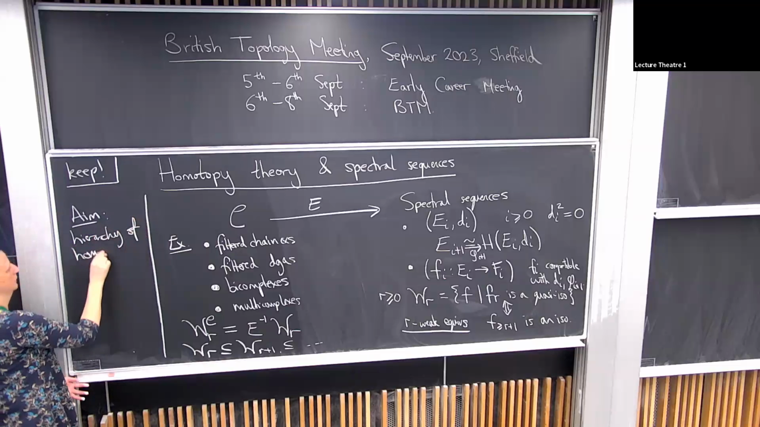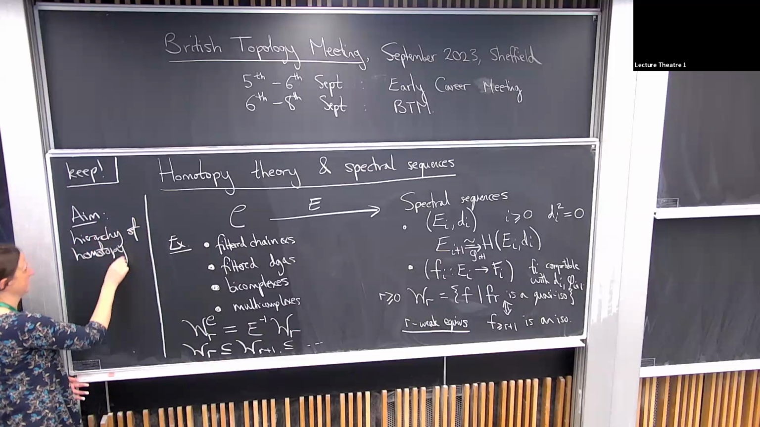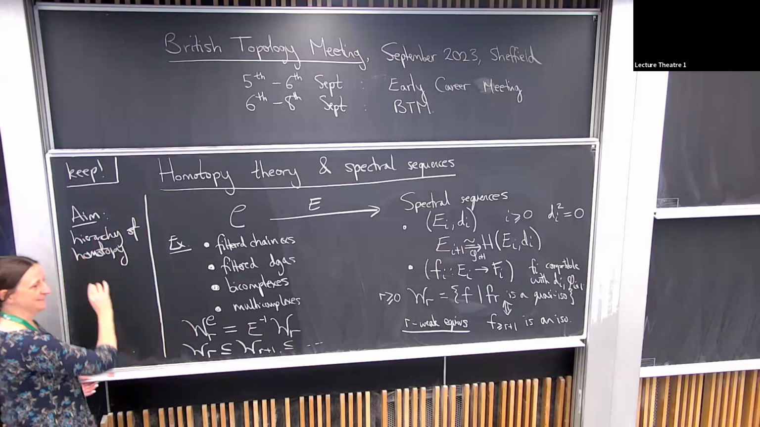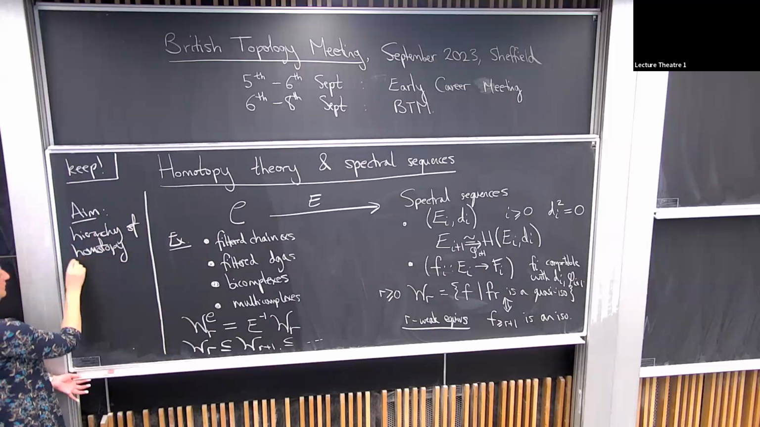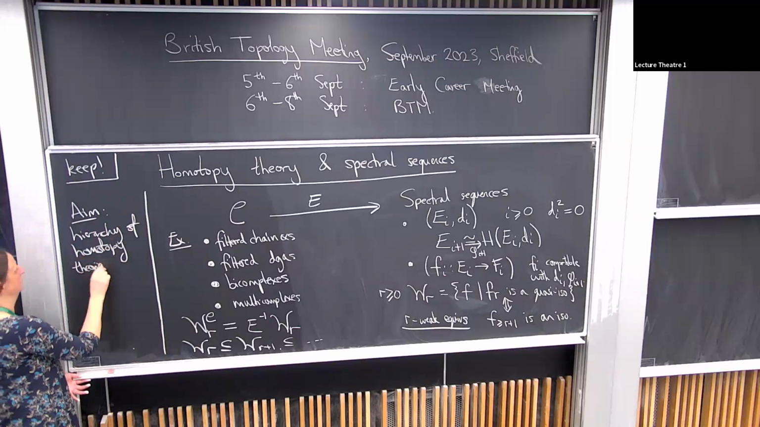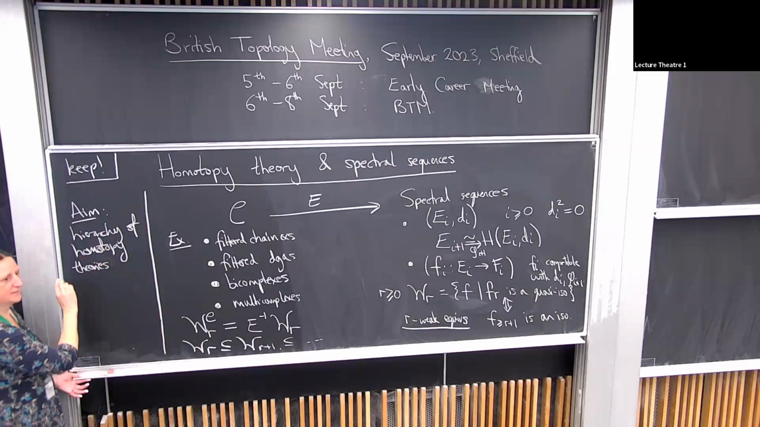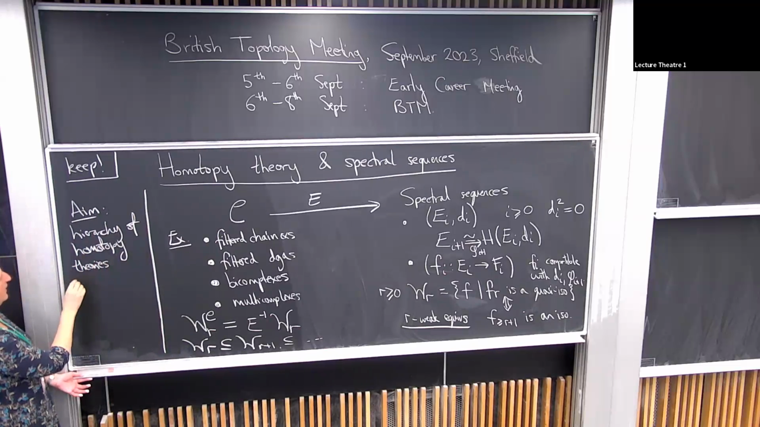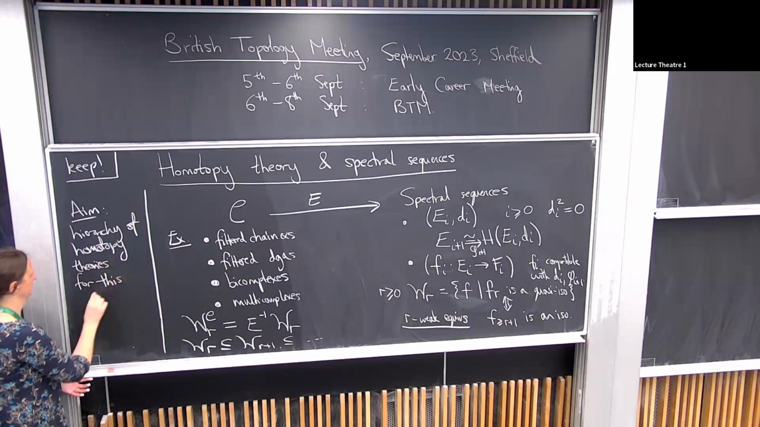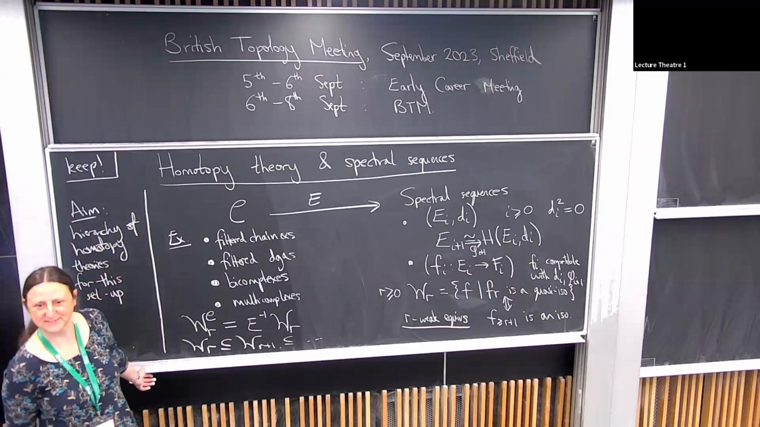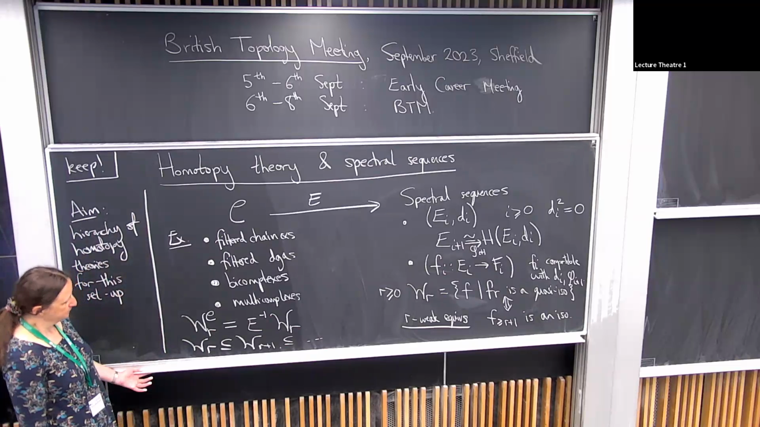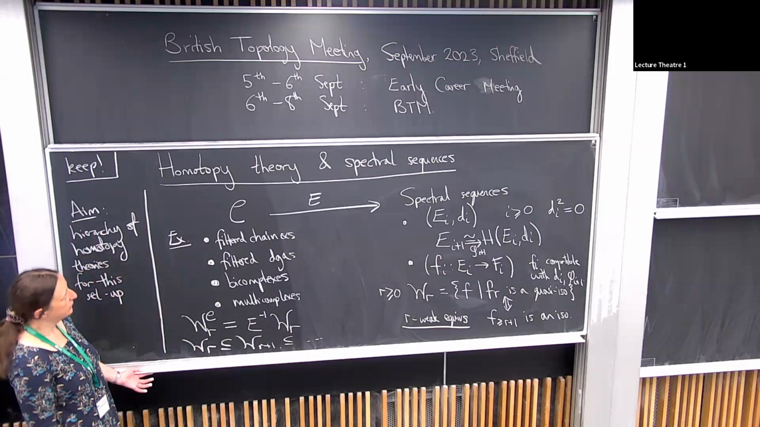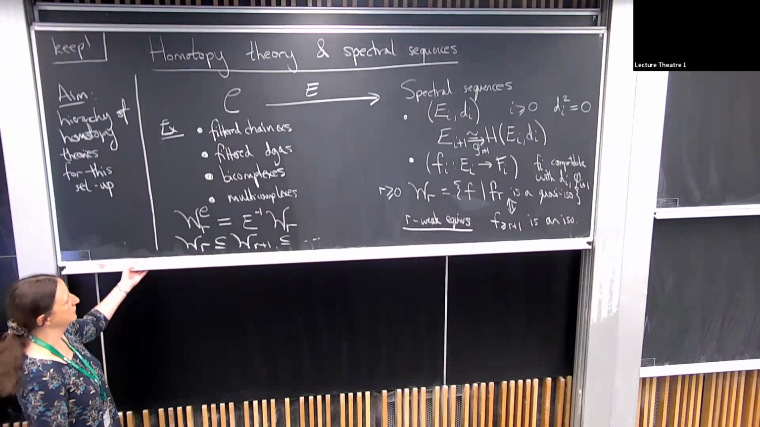You're not asking for a model category or anything? I exactly am, at least on the left-hand side, it's coming. Yeah, that's what I mean by homotopy theory, although it'll come. So a hierarchy of homotopy theories for this setup. So this is vague. Lots of things will be vague. I'm trying to get some ideas across. So that's the general aim.